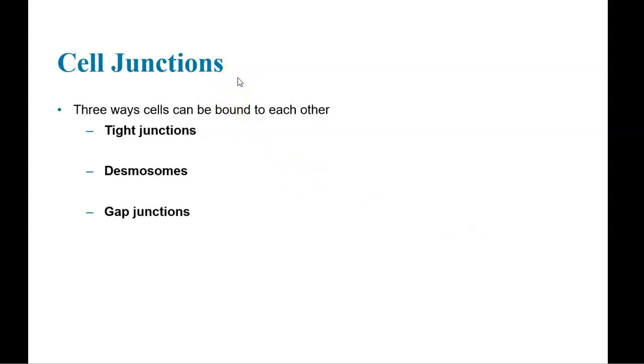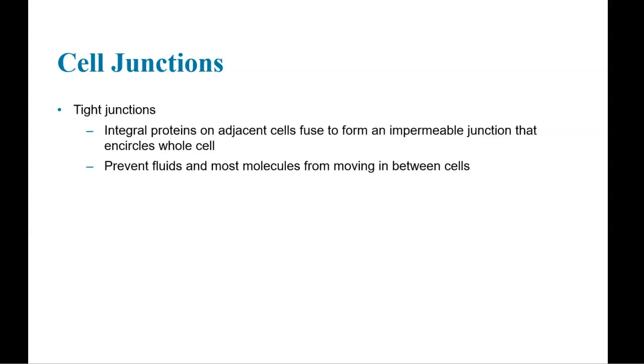The cell junctions are what allow the cells to be bound to each other. The three types are tight junctions. A tight junction is an impermeable junction that prevents fluids or solutes from moving in between cells.